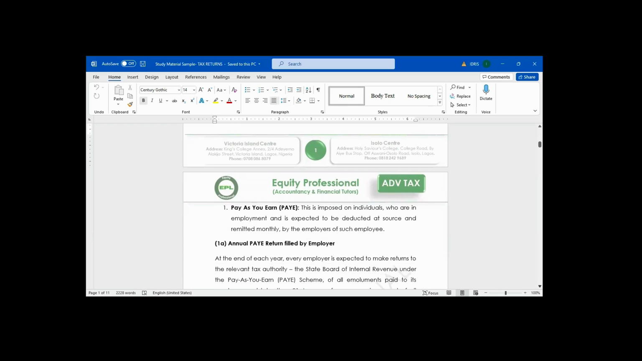PAYE is a personal income tax return filed by who? By the employer on behalf of the employee. This can be filed on a monthly basis or annual basis. Pay as you earn, like we said, can be filed on a monthly basis or annual basis.